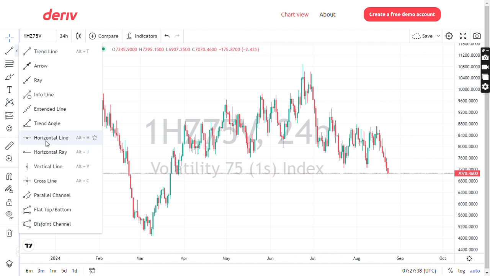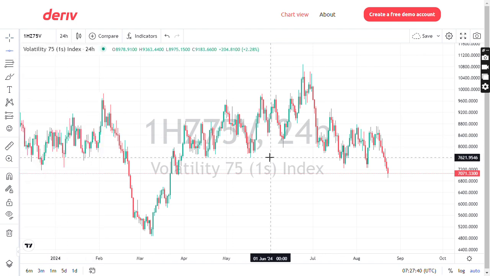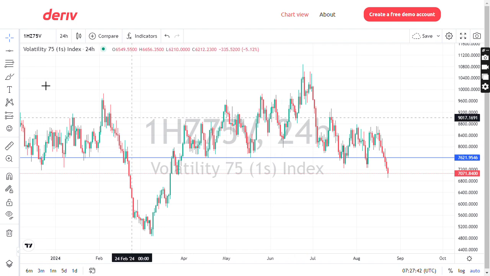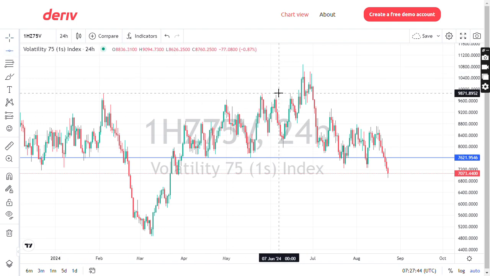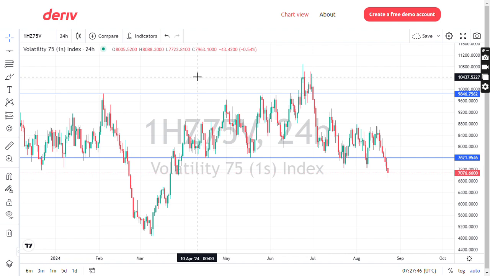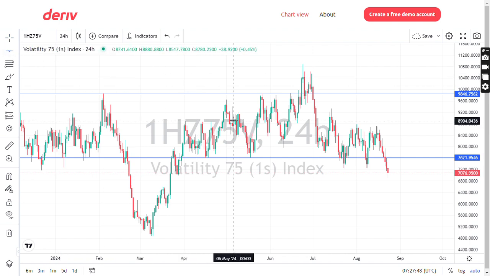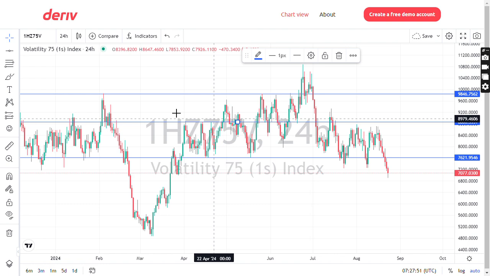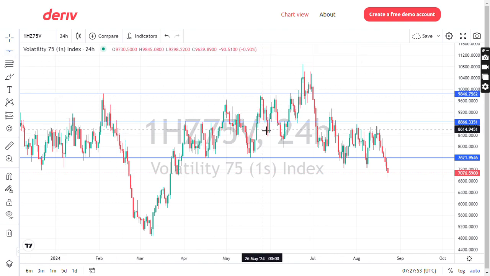So first things first, what do we do? We just look for support and resistance levels. We use our horizontal line to mark out our levels, and I'm going to highlight as to why those certain points are actually support and resistance.